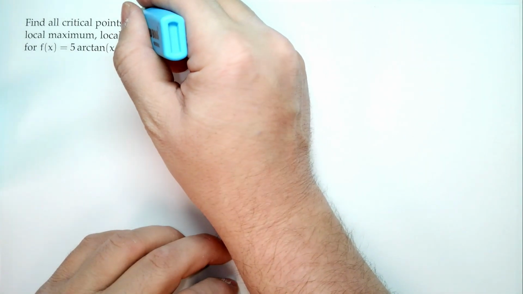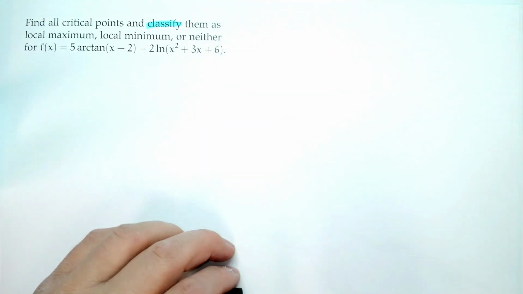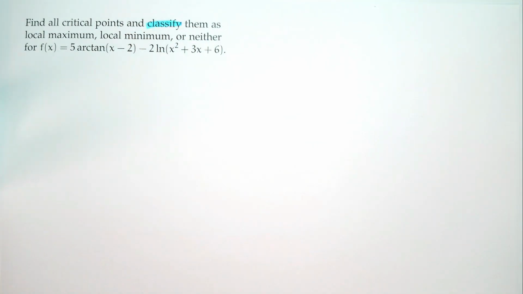So when we see words like classify them, that means we're going to pull out a test. And right now, pretty much the only thing we have is the first derivative test. So all right, let's think about what we can do.